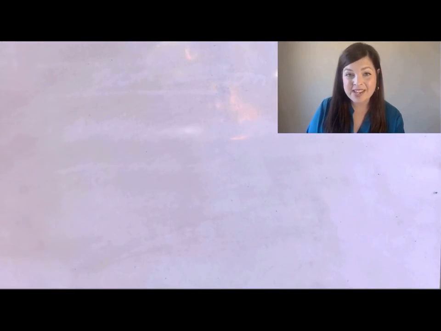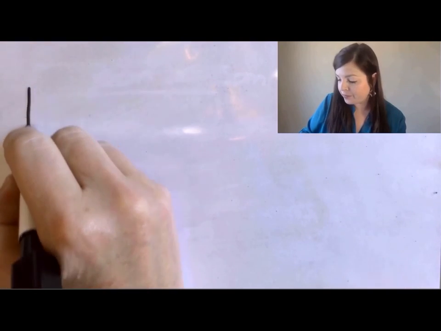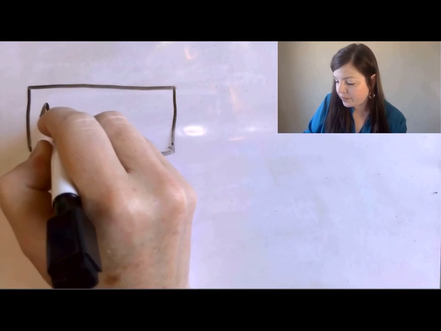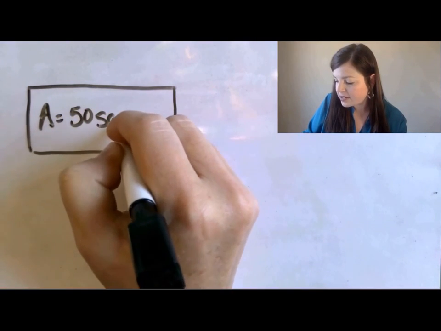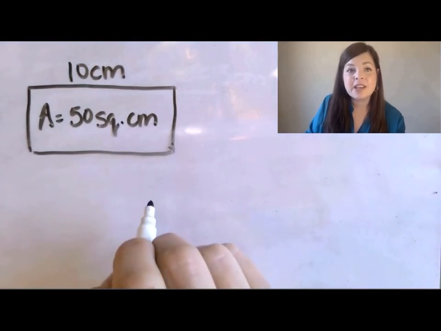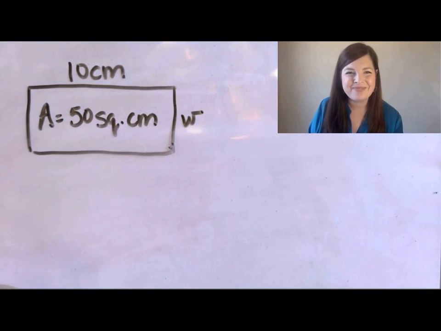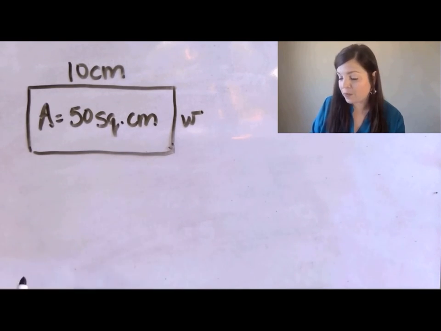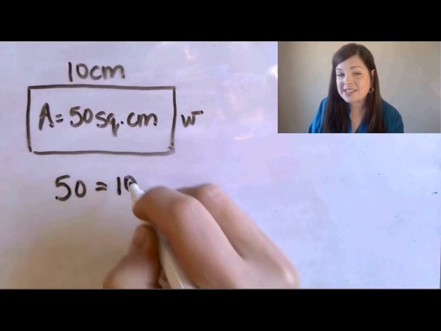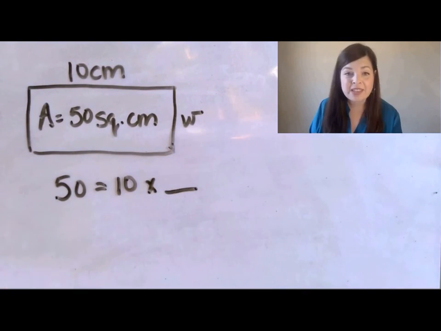Let's go back to our whiteboards now, and let's draw another rectangle. And the area of this rectangle equals 50 square centimeters. The length of the rectangle is 10 centimeters, and we don't know the width. How might we find the width of this rectangle? Pause the video to talk out your thinking. If we use the area formula to find the width, we could think 50 square centimeters is equal to 10 centimeters times whatever the width is.